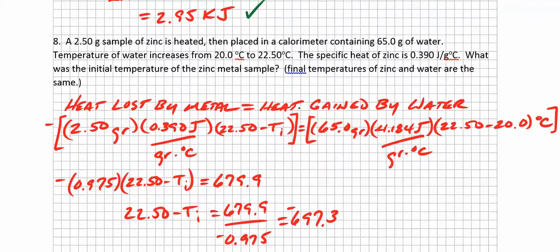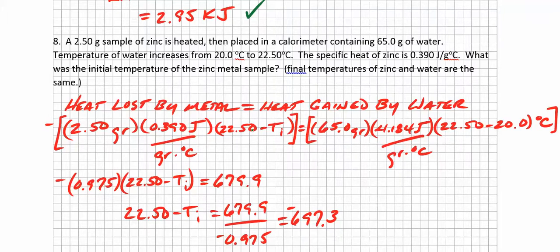Right? Now, a little note about signs here. This is important. I'm going to say the heat lost by the metal is the mass of the metal, which is 2.5 grams, times the specific heat of the metal, which is given as 0.390 joules per gram per degree Celsius, times the change in temperature.